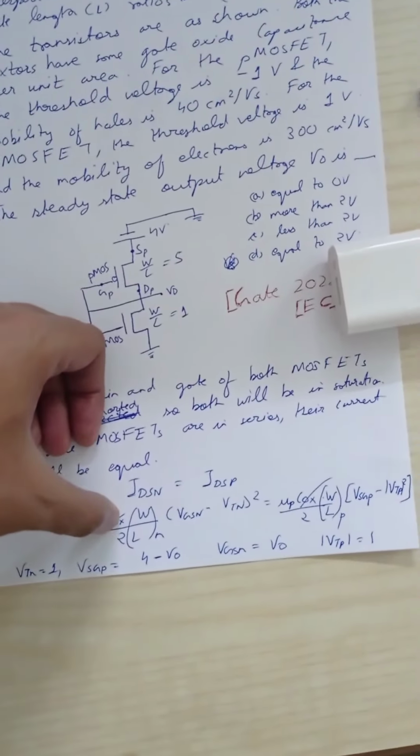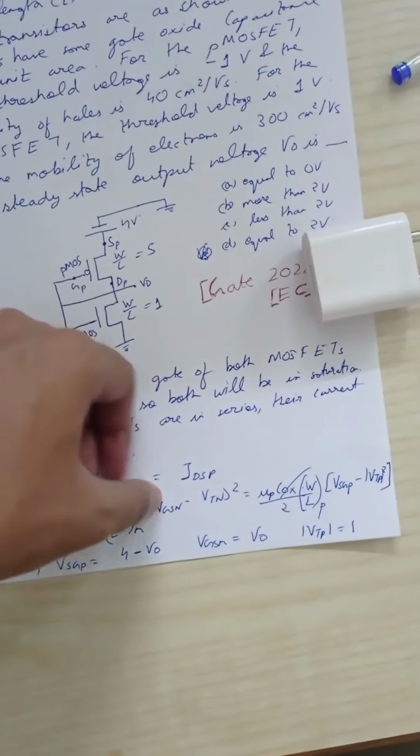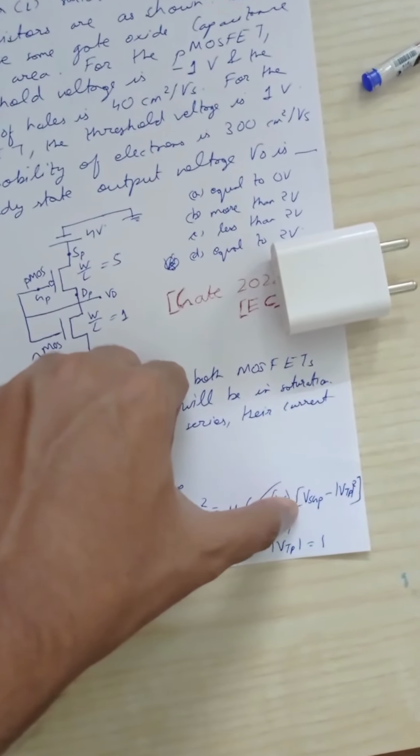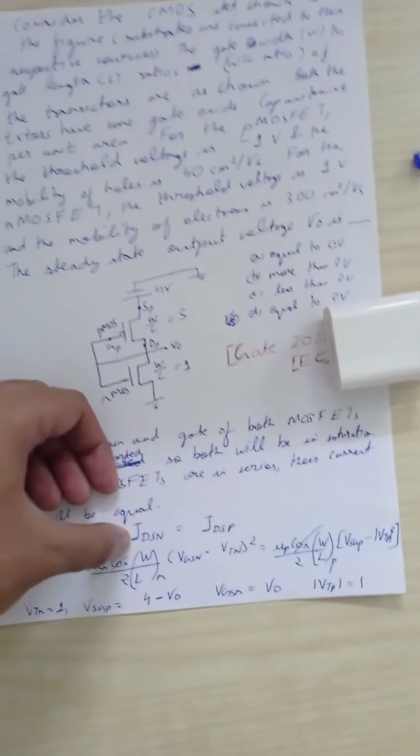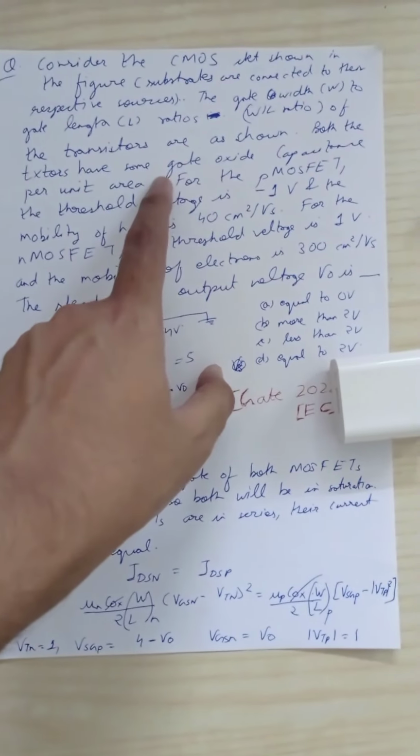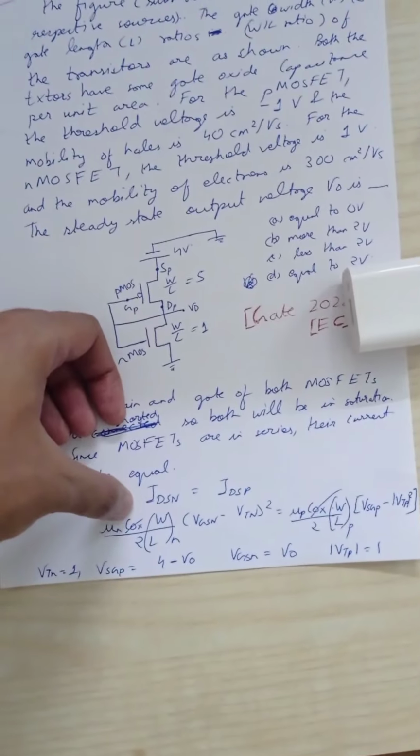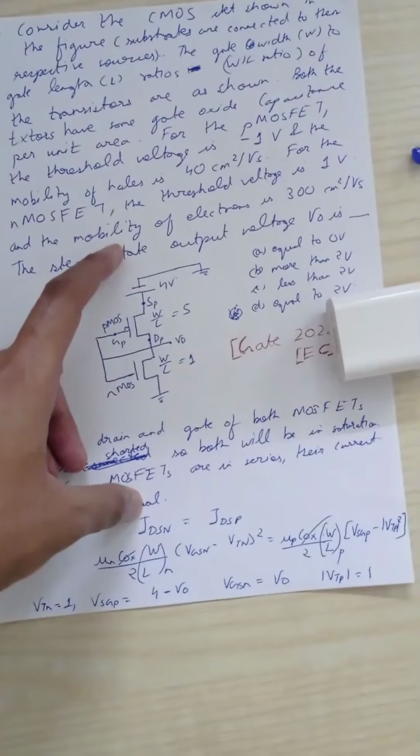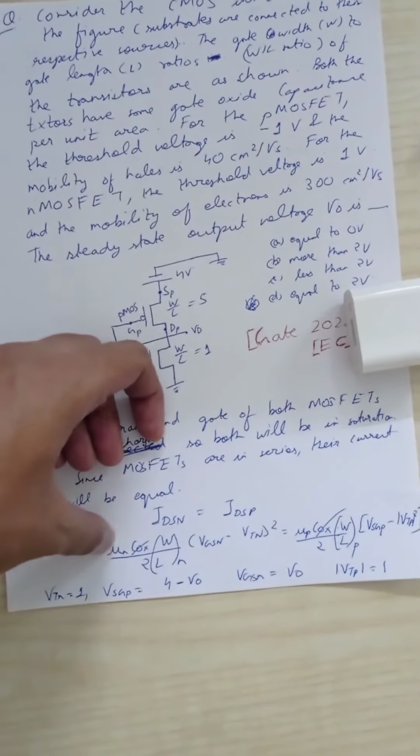So mu n COX upon 2 into W by L of N into (VGSN minus VTN) square equal to mu p COX upon 2 into W by L of P into (VSGP minus VTP) square. So it is given that the gate oxide capacitances of both transistors are the same, so we can cancel COX on both sides. Then mu p is given as 40, mu n is given as 300 cm square. So we can put the values.